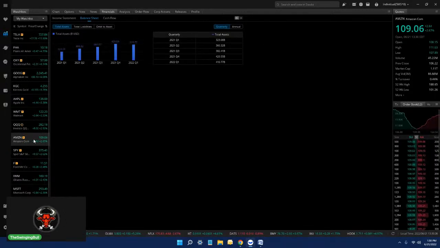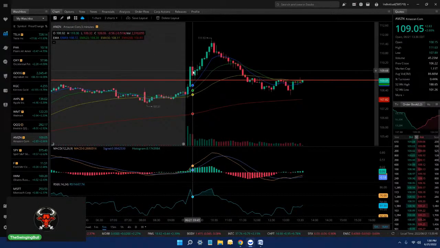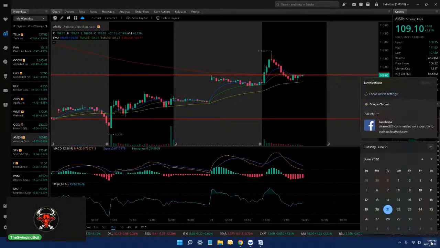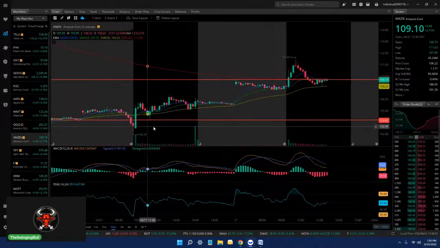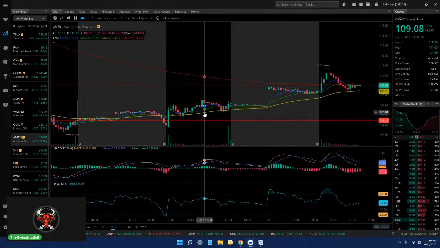I was talking about Amazon the other day. I actually picked up some shares last Friday, and I think I got a pretty good deal on it. Last Friday was June 17th. So here we are on the chart, and I picked some up around the $105 per share level.